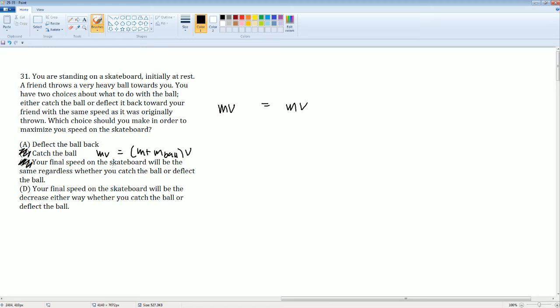Well, that is wrong because again, it's completely different. If this is higher, this is going to be lower. If this is lower, this is going to be higher. Your final speed on the skateboard will decrease either way. It would not decrease either way. So the best option is to deflect the ball back. You want to deflect it with the time, where the limit of x approaches 0. Okay, so you want to do that. For x, you want it as close as possible to 0.